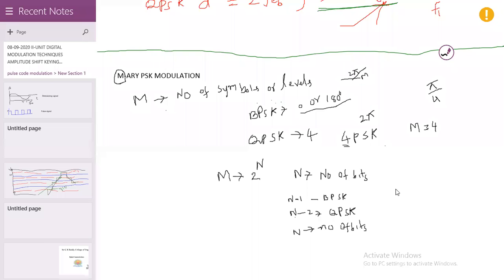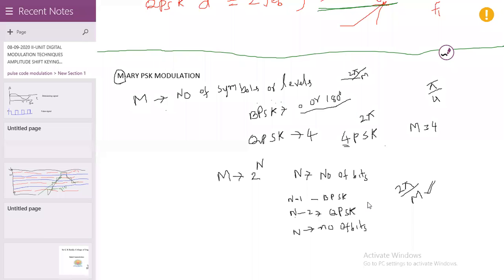The angle is divided by M, that is 2 pi by M. Here M is the number of levels, and n is the number of bits. Instead of transmitting only 2 symbols or 4 symbols, we can transmit many symbols. That depends entirely on the number of bits.